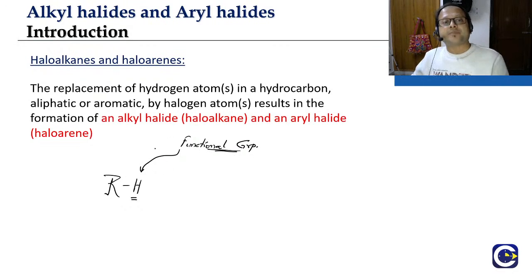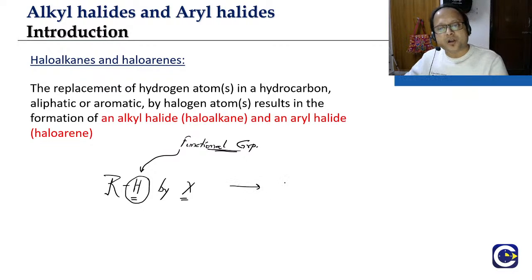So in this chapter, since we are focusing on alkyl halides, we'll replace this H by some halogen atom X, right? So now we have this new representation as RX, that is your alkyl halide as the common name, or haloalkanes as the IUPAC name.